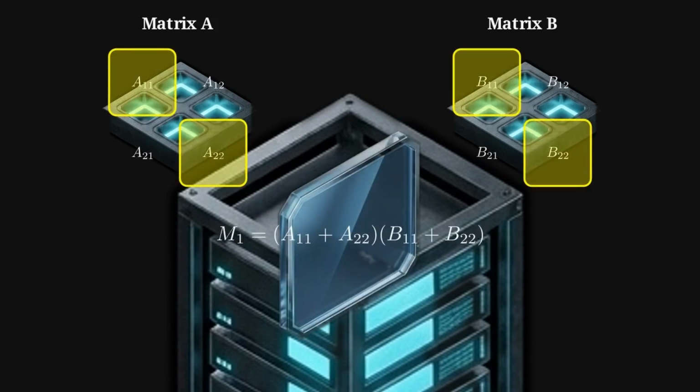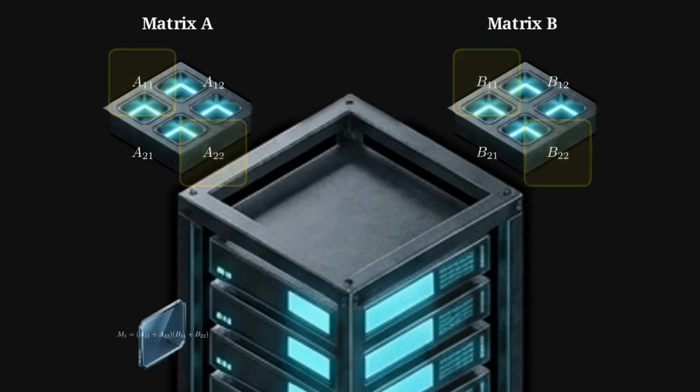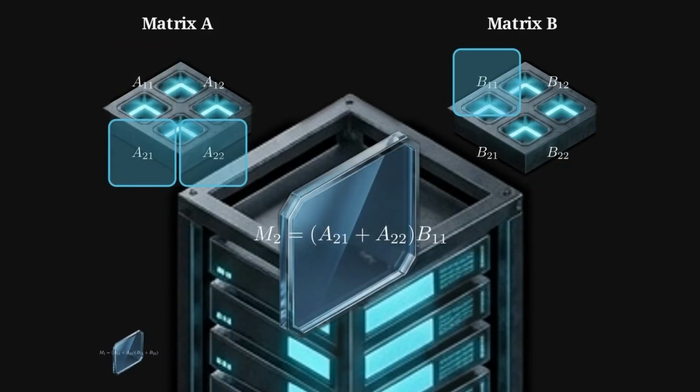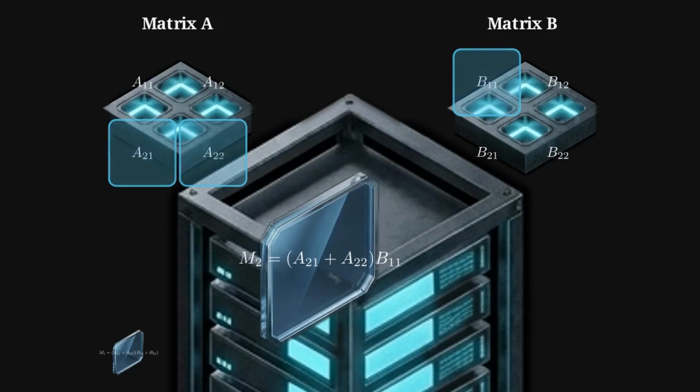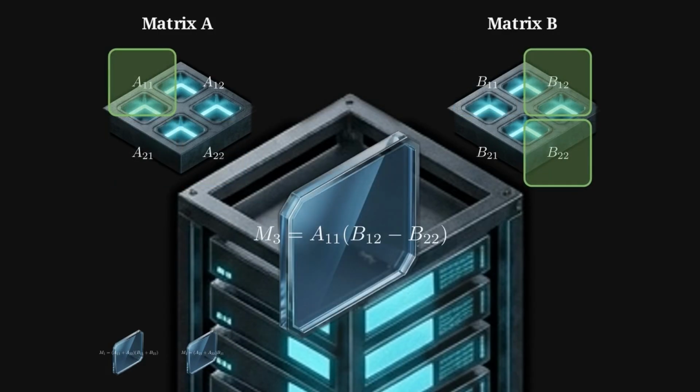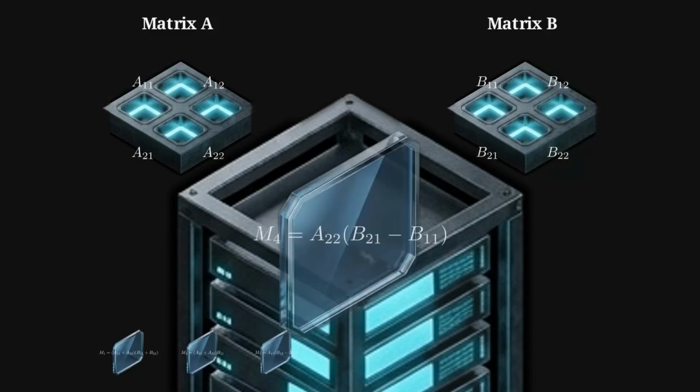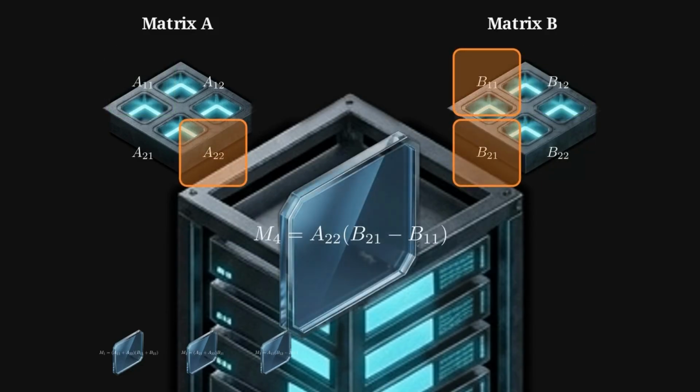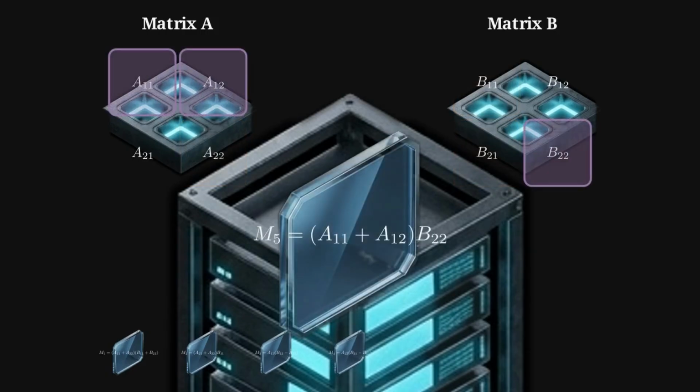M1 is found by adding the diagonals of matrix A, adding the diagonals of matrix B, and then multiplying those two sums together. M2 is calculated by taking the sum of the bottom row of matrix A and multiplying it by the top left quadrant, B11. M3 isolates A11 and pairs it with the spatial difference between the 2 quadrants on the right column of matrix B. M4 flips that logic. It isolates A22, pairing it with the difference between the 2 quadrants on the left column of matrix B.